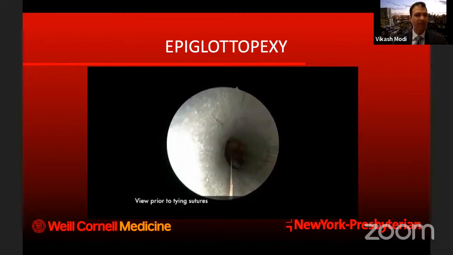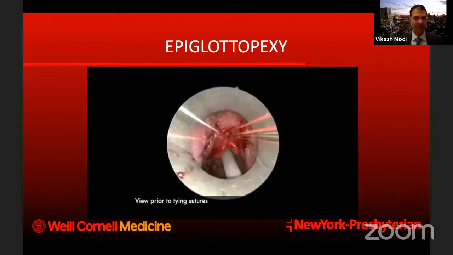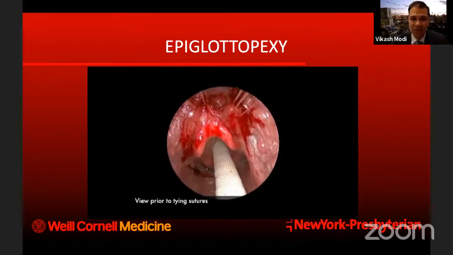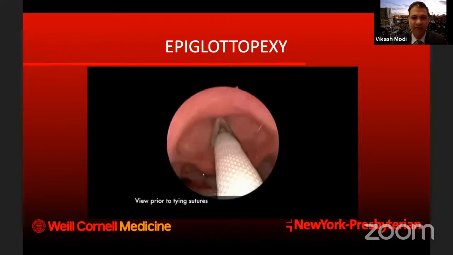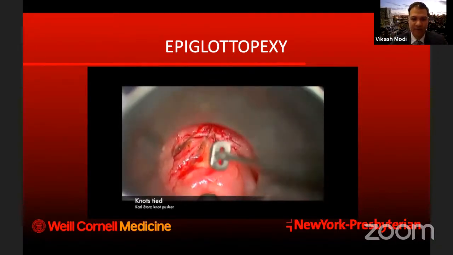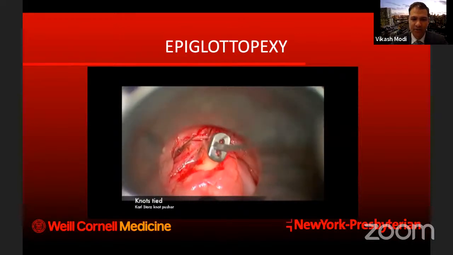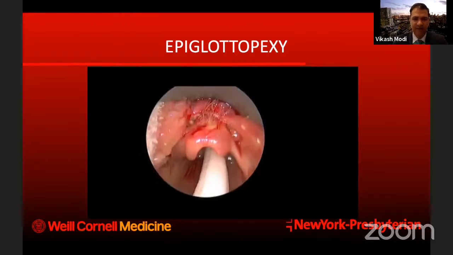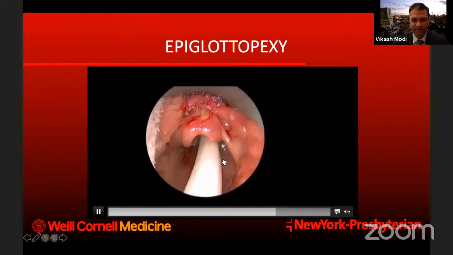I found 2 populations that need this: kids under the age of 1, and then Down syndrome kids close to the age of 4 or 5. And you notice the epiglottis now is more superior. I'll usually use a Karl Storz knot pusher to push down these knots. And this is your final product.